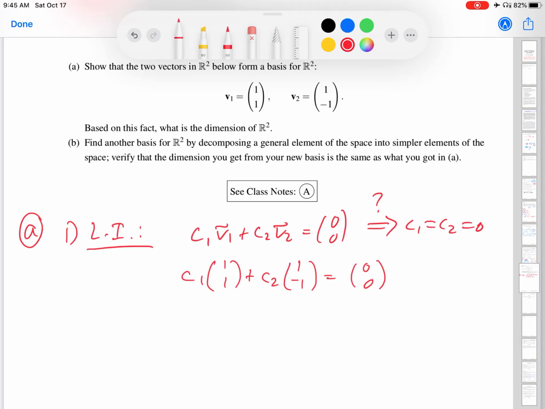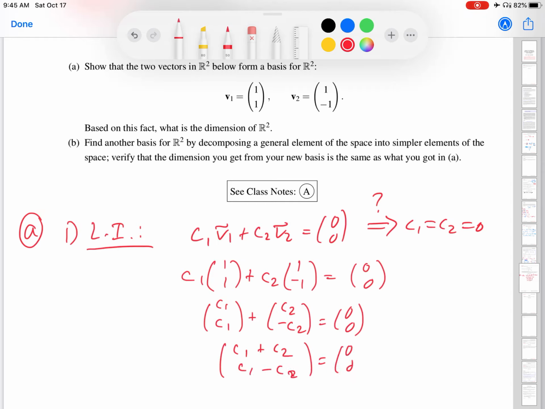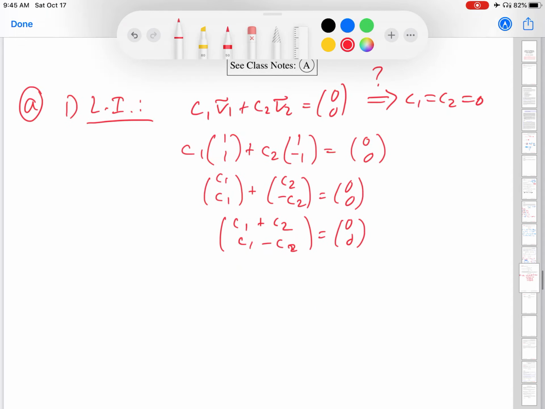Okay, so I multiply in the c1, and I get c1, c1. I multiply in the c2, I get c2, minus c2. And then I combine this into one vector, c1 plus c2, c1 minus c2. Excuse me. And out pop a system of linear equations, right? What a surprise. Doing linear algebra and you get a system. At some point you have to solve a system of linear equations.